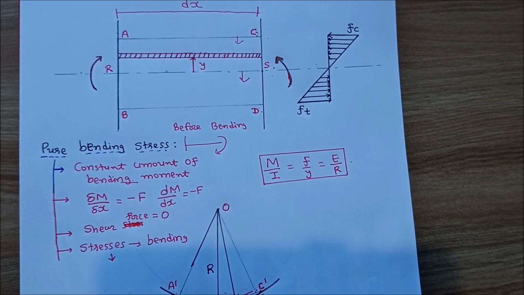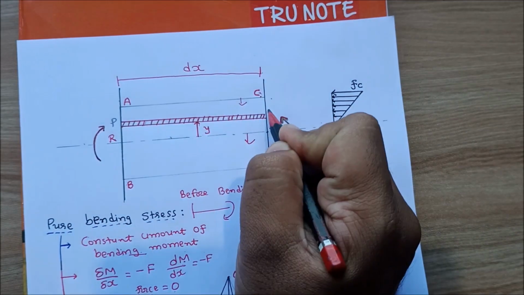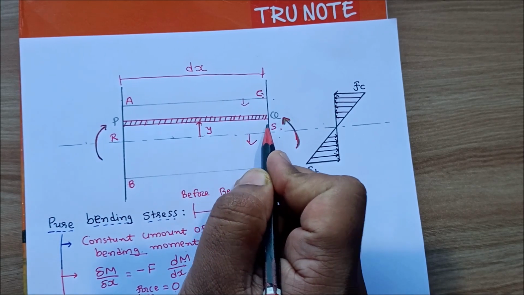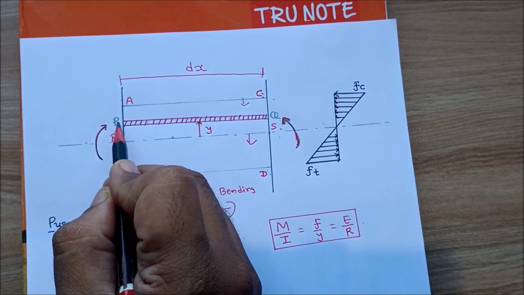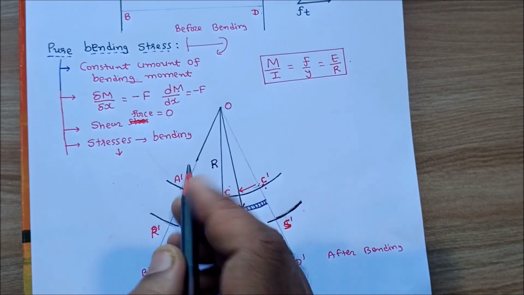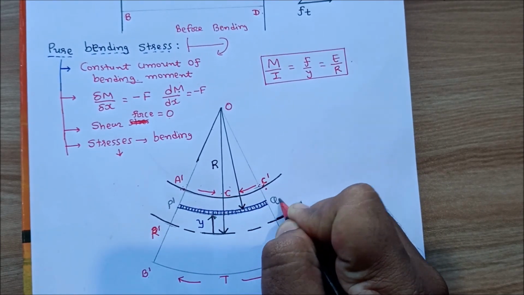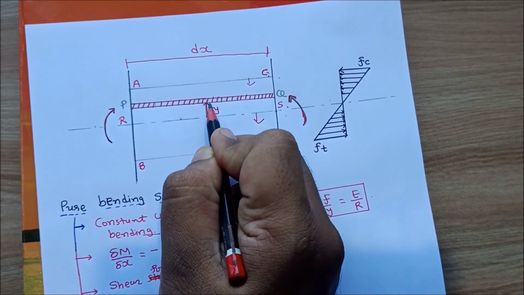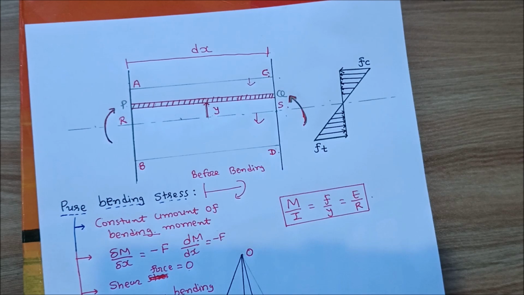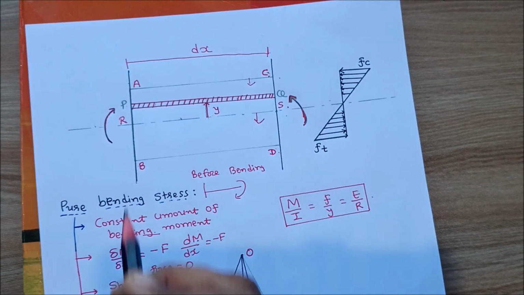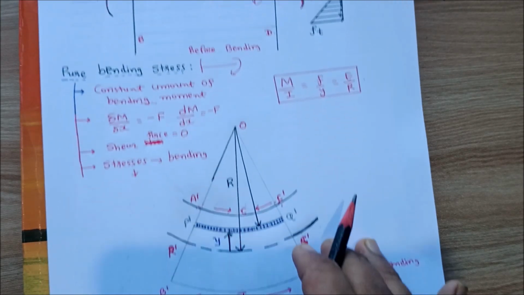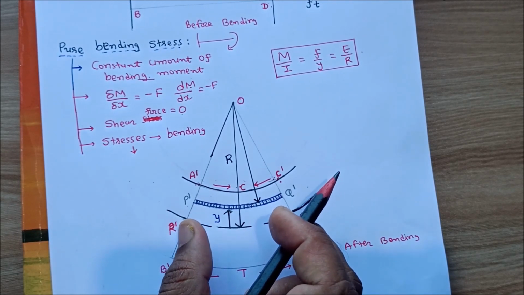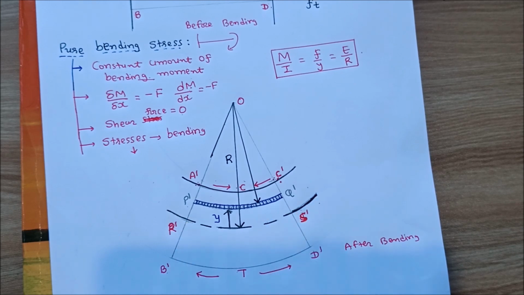Here first we consider a layer PQ at a distance y from this neutral axis. So after bending, layer PQ is compressed to P dash Q dash, because this is above the neutral axis and we have already seen that above the neutral axis there is compression. So there is a decrease in length of the PQ layer.